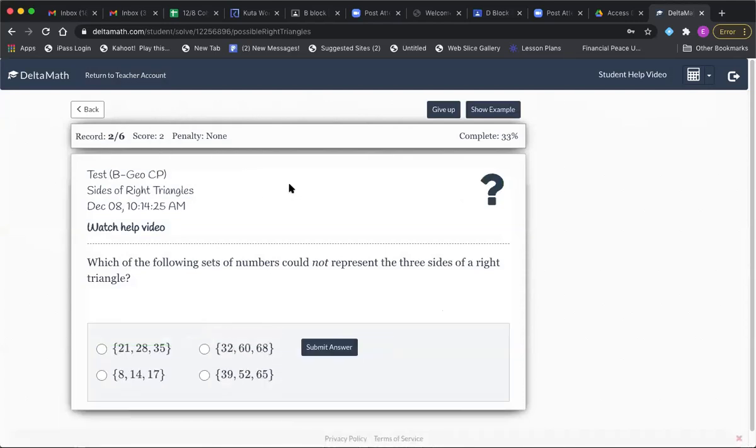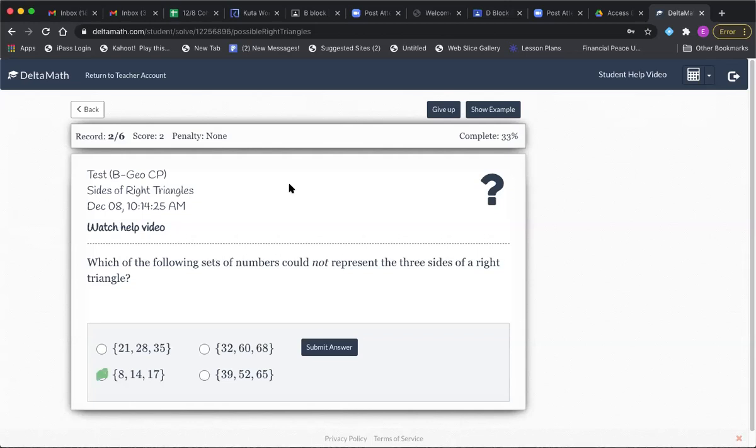So let me just check this one real quick. I'm just scanning if I see any of the 3, 4, 5 triangles, and I don't in this case. But I want the one that doesn't work. I'm pretty sure it's that one. Let's check. 8 squared plus 14 squared. And then 17 squared. Yep, that one does not work. So that is my right answer. So I'm going with that one.